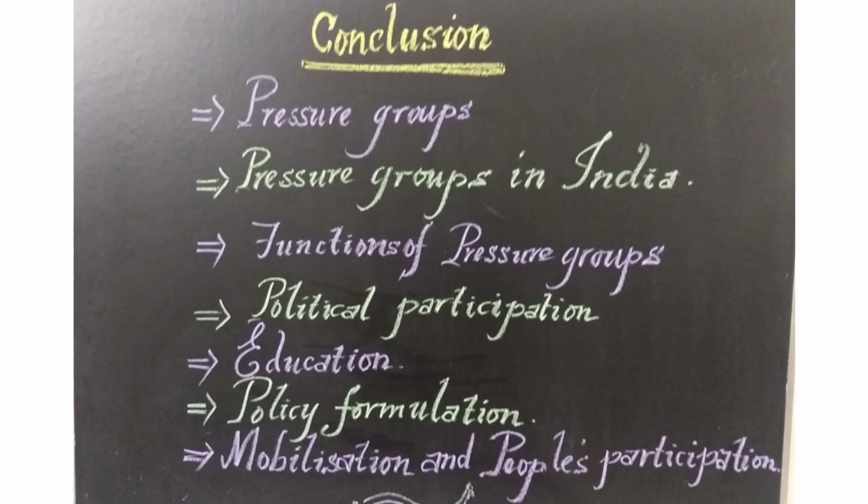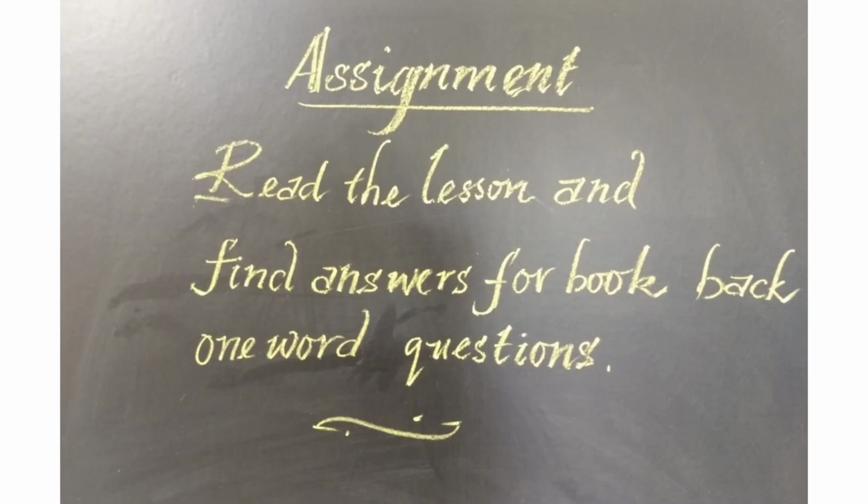Children, the assignment is as follows. People, as we have completed this lesson, the assignment is to read the lesson from your book and find answers for the book back questions: choose, fill up, match the following. That is all the one word questions. So in the coming Saturday class, I will give you the complete assignment answers and also the markings for short answers and paragraphs. Thank you, children.